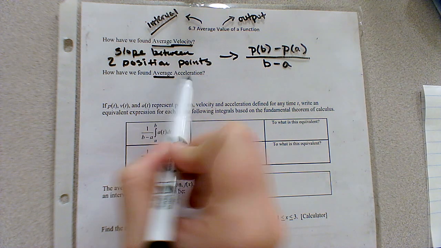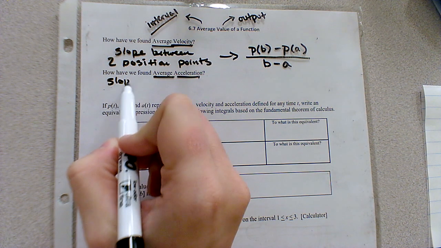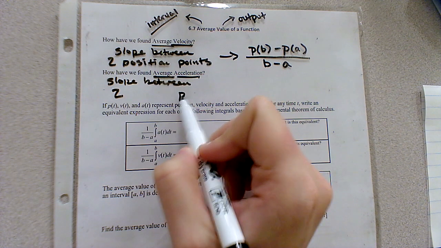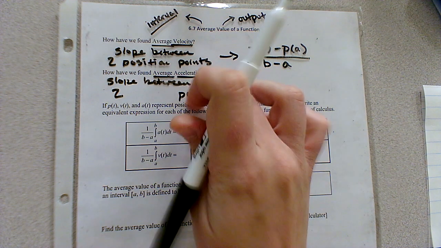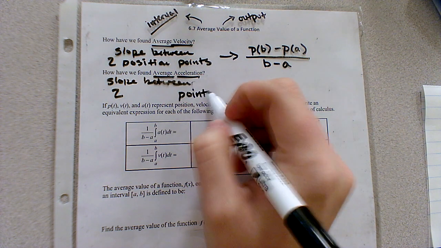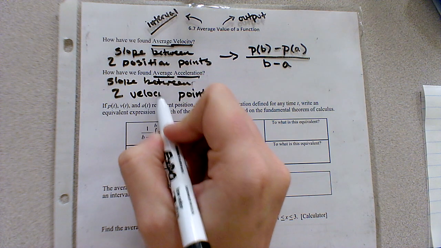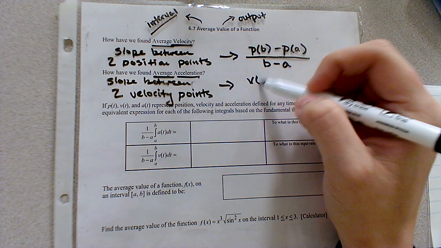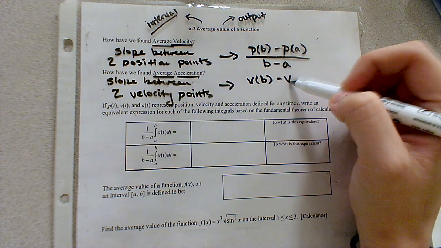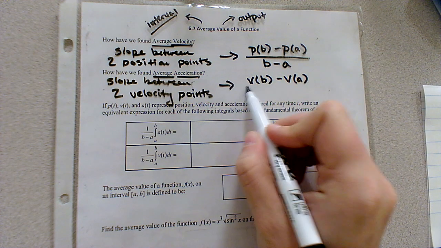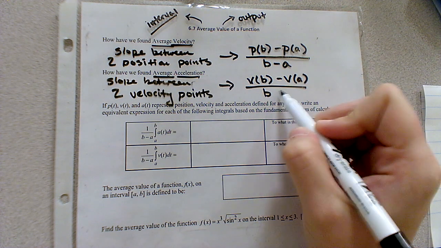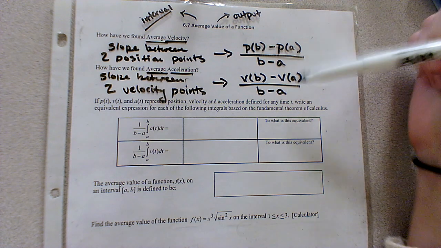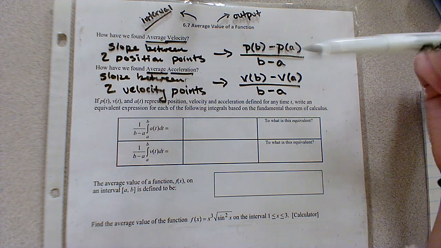Very similarly, we can do average acceleration. This would be the slope between 2 points, but if we're calculating an average acceleration, we need 2 points on velocity. If I wrote it out mathematically, I would need a velocity value at some point minus a velocity value at another point, and I'll divide that by the change in respective x's. So this is how we've calculated average velocity and average acceleration in the past.